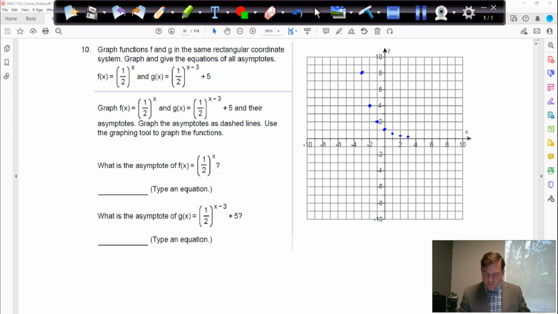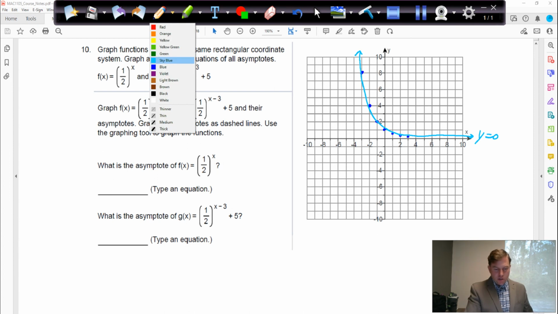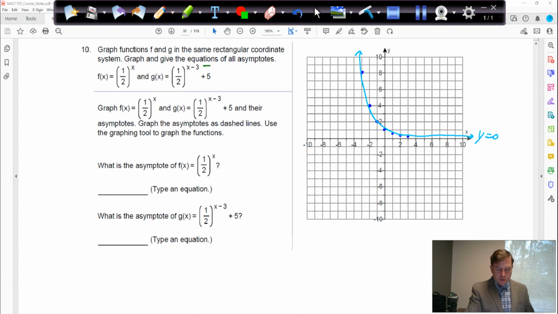So we have this function here that is actually halving. So it's getting smaller, but never 0. So it's approaching 0. And now the transformation is just, they want us to shift this 3 to the right, and this would be 5 up. And again, it doesn't matter. I can go 5 up, 3 right, or I can go 3 right, 5 up. Give me the same spot.